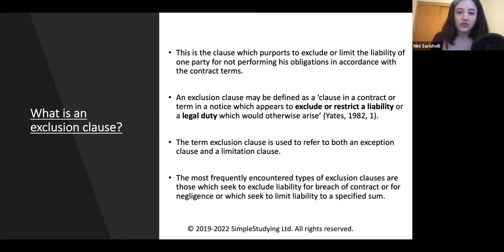The term exclusion clause is used to refer to both an exception clause and a limitation clause. You would encounter exclusion clauses most frequently to exclude liability for breach of contract or negligence. However, if you see an exclusion clause that excludes liability for negligence, there are a lot of restrictions as to what extent a party can exclude liability for negligence, and you should be able to successfully apply the relevant law to see if in the particular case that has been presented to you, negligence liability could be excluded.